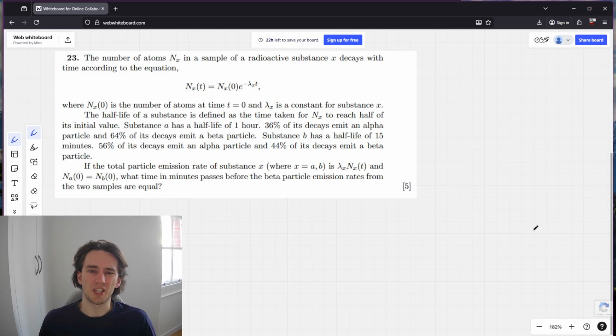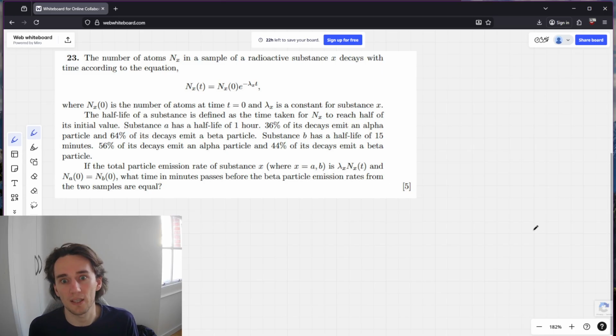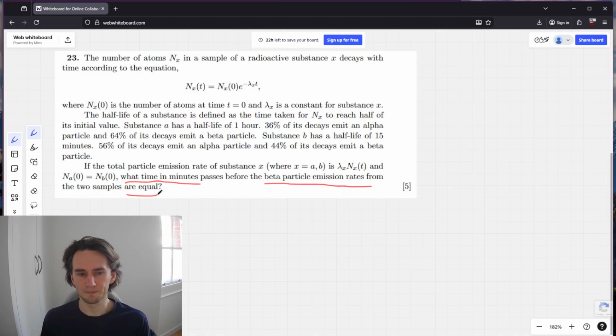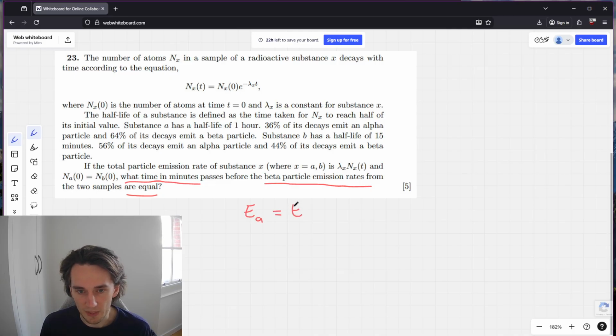With a complicated question like this, I often like to start at the end. That can often provide clarity as to where we're going and therefore how we get there. So ultimately, our goal here is to provide a time. What time? In minutes. And that's going to be when the beta particle emission rates are equal. That's what makes that time special. Okay, so perhaps we just start with, let's say we've got some emission rate E_A, and that's going to be equal to the emission rate E_B. Cool. So that's what we're aiming for.